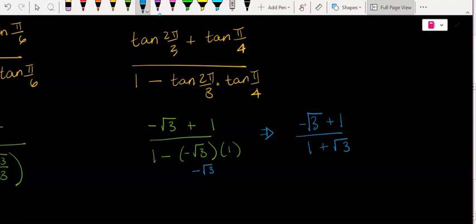Okay, so now I've got this, but the problem I have here is that in my denominator I have a square root, and I can't have square roots in my denominator, so I've got to rationalize this.